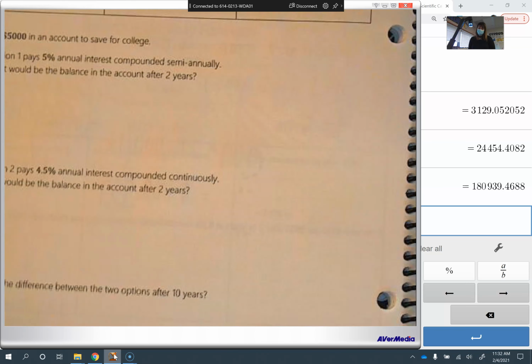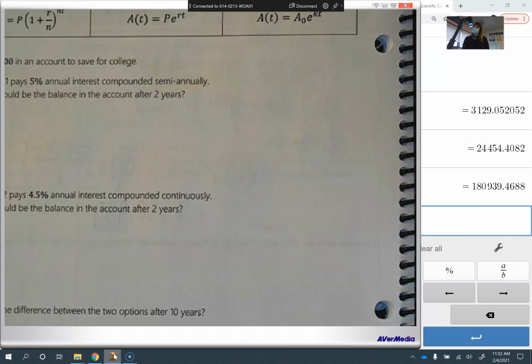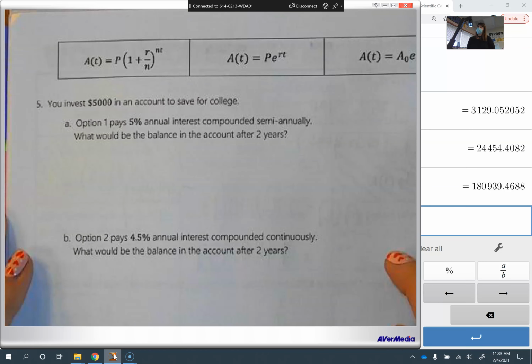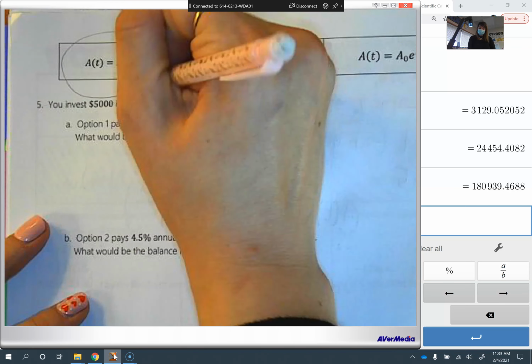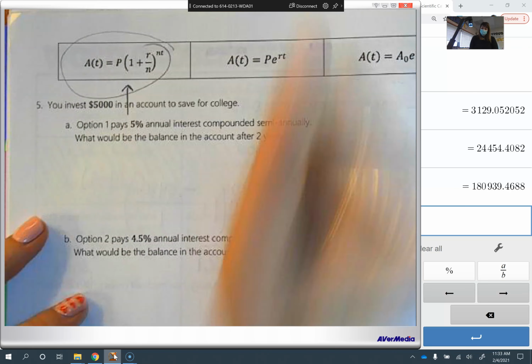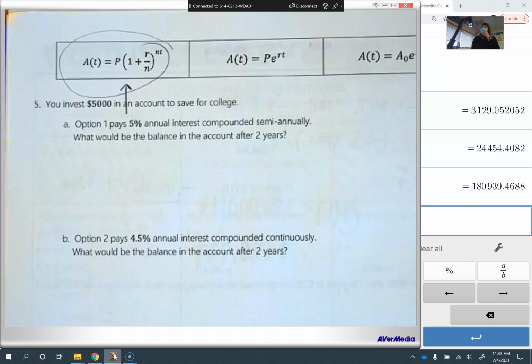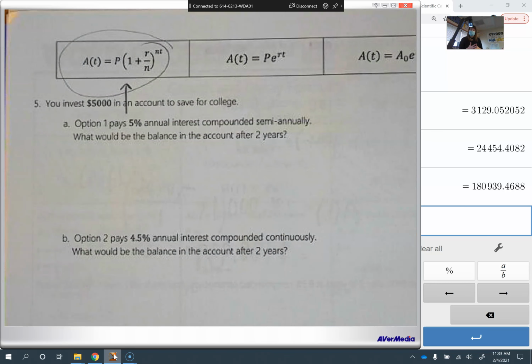You guys try 5A without me, and your formula is right here. It's right above the problem. So do part A only. You invest 5,000 compounded semi-annually. You want to know the balance after 2 years. So you're trying the whole thing without me.